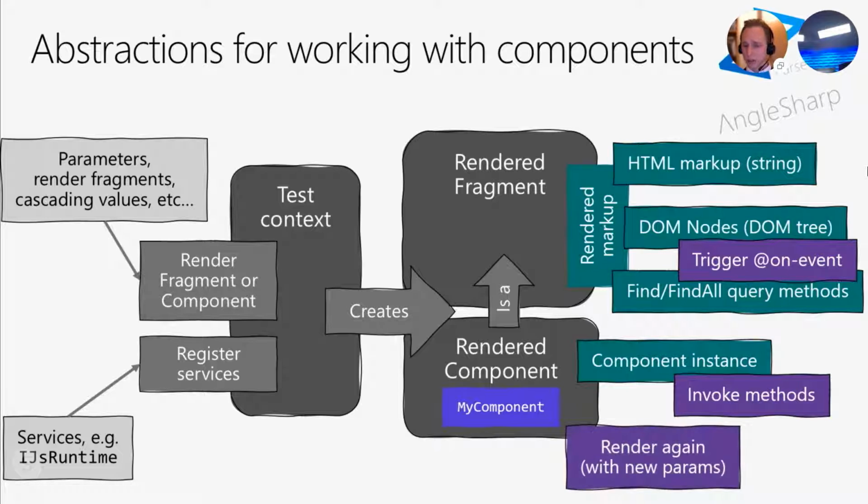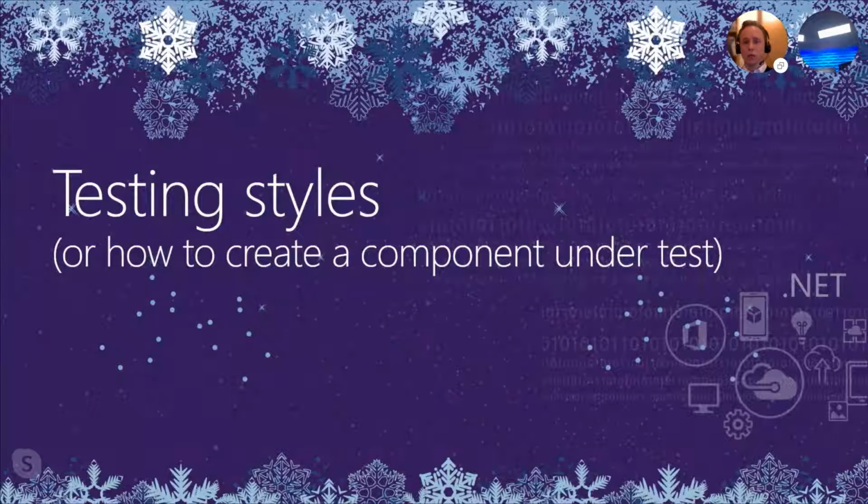You can also render the component again with new parameters if you wish to do so. So there are a few other things we can do with these three abstractions, but these are the basics. With that out of the way, let's look at the different testing styles supported by the library.